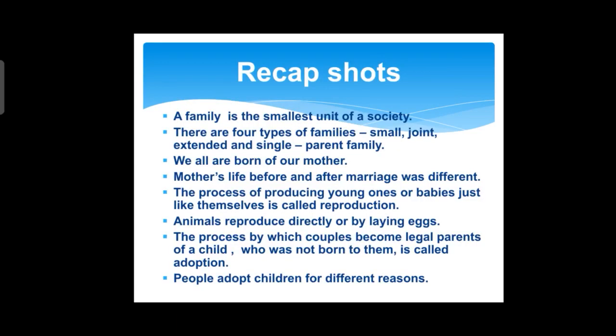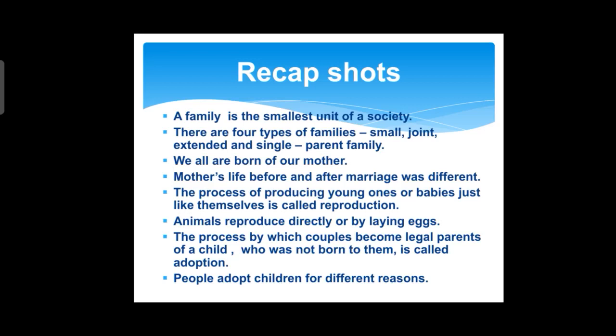In the last, recap shots. A family is the smallest unit of a society. There are four types of families: small, joint, extended, and single parent family. We all are born of our mother. Mother's life before and after marriage was different.